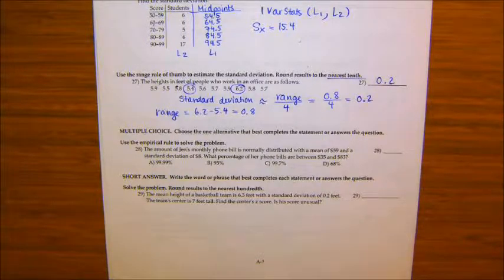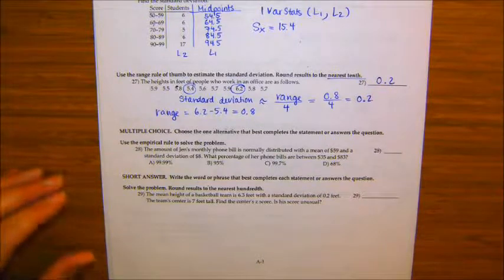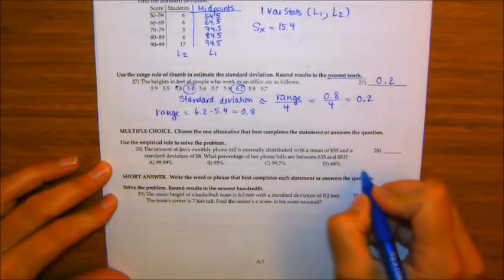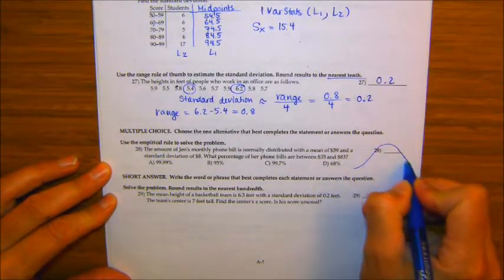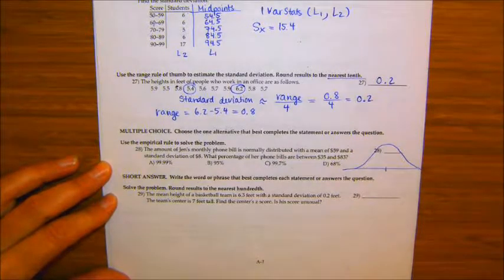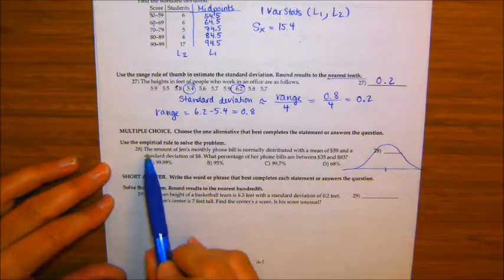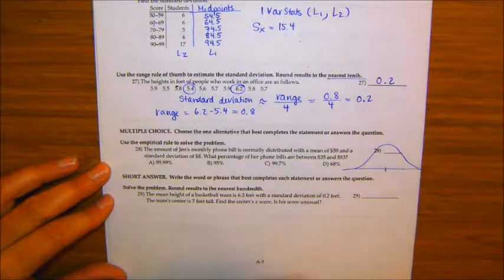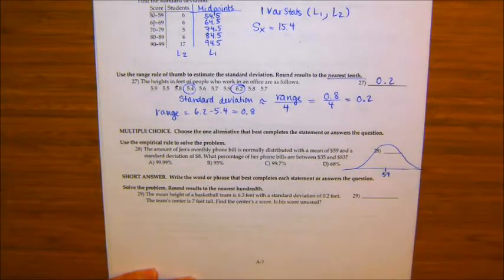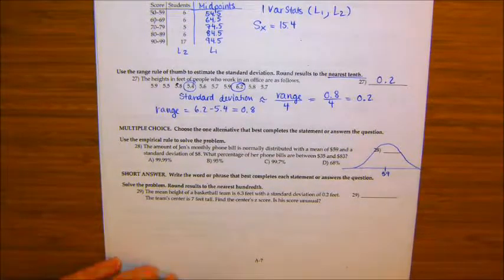Number 28. So this time we use the empirical rule, which is the 68, 95, 99.7 rule. I don't have a lot of room over here, but I'm going to draw a little curve. I'm going to put the mean in the center. It says over here the amount of Jen's monthly phone bill is normally distributed with a mean of $59, so that goes right in the middle, and a standard deviation of $8.